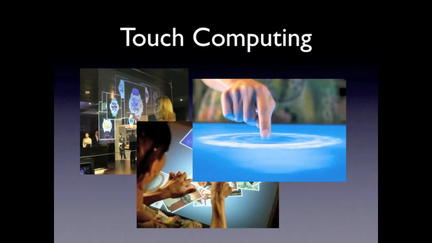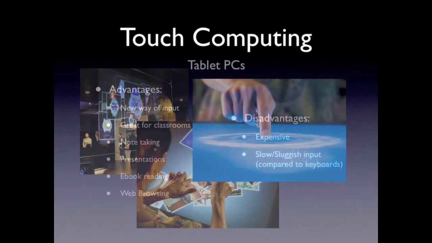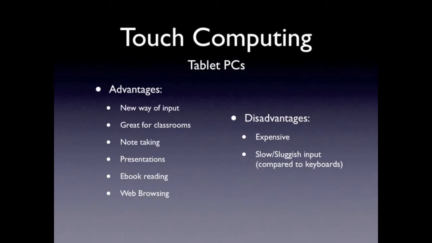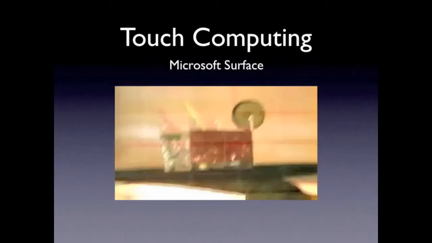Tablet, or touch computers, were first introduced in 2001 with Microsoft's tablet PC. Tablet PCs receive their input from a stylus, but they also maintained a standard keyboard and trackpad combination as well. These tablet PCs worked great in classrooms for purposes such as note-taking or presenting, or in circumstances where it wasn't possible to use a keyboard and mouse. Tablet PCs were not widely adopted because they were so expensive, and they could not match the input speed of a traditional keyboard. Another device that has recently been making waves in touch computing is the Microsoft Surface.